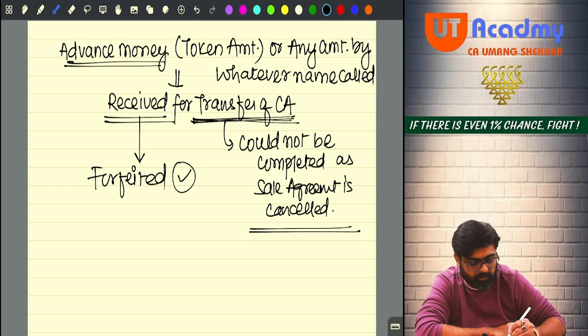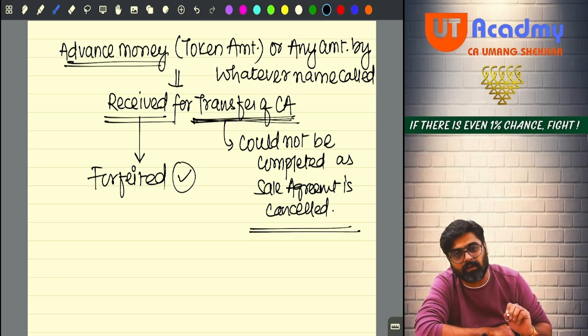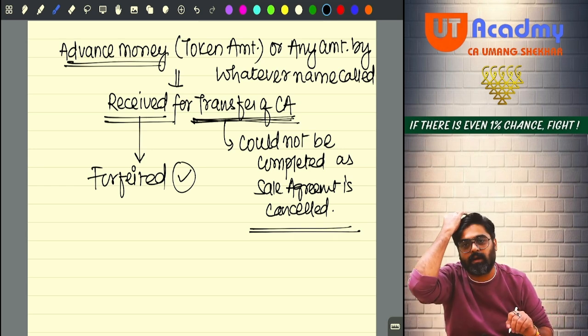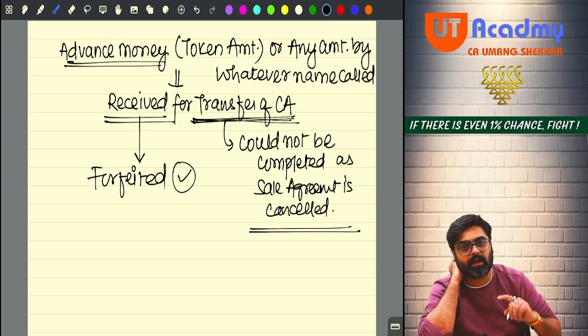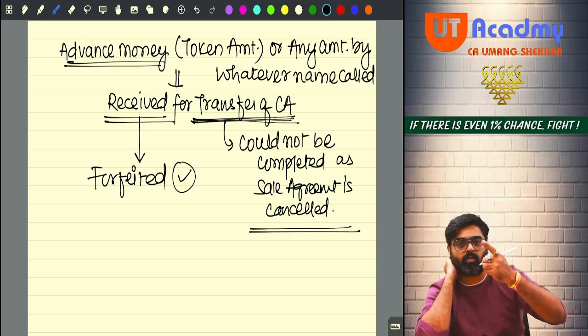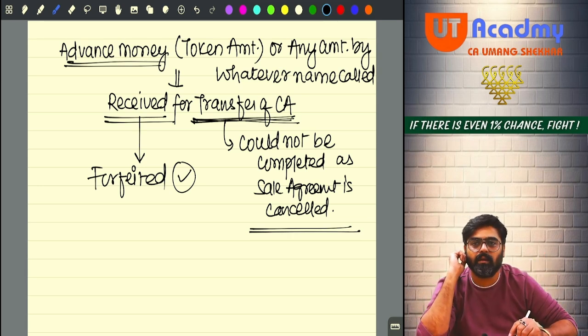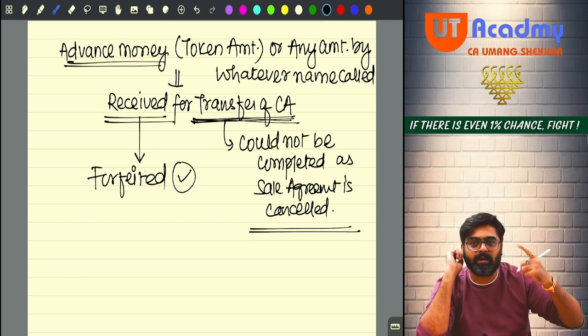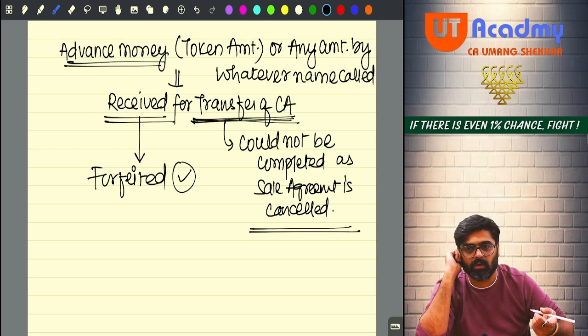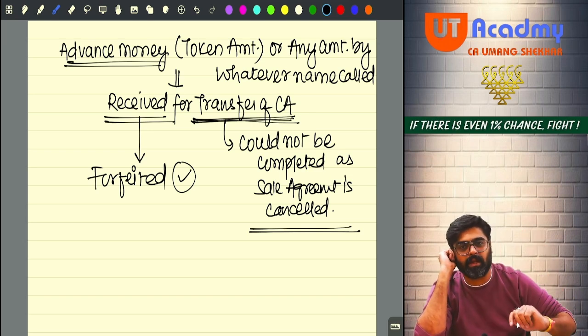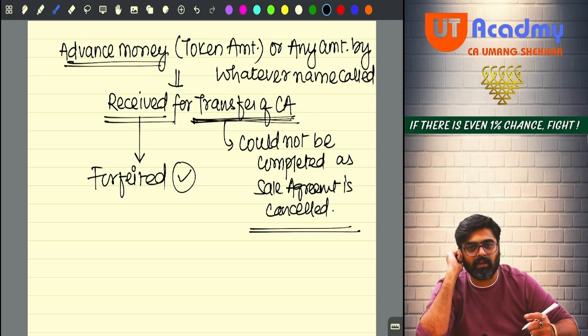So the advance money which was forfeited was nothing but the consideration of the property received in advance. Received as token, received by any name, yes or no? If the transfer would have taken place, this amount would have been taxed under which head? Capital gain, no, as a part of consideration. But did the transfer take place? No. Now will it be taxable under the head capital gains as full value of consideration?